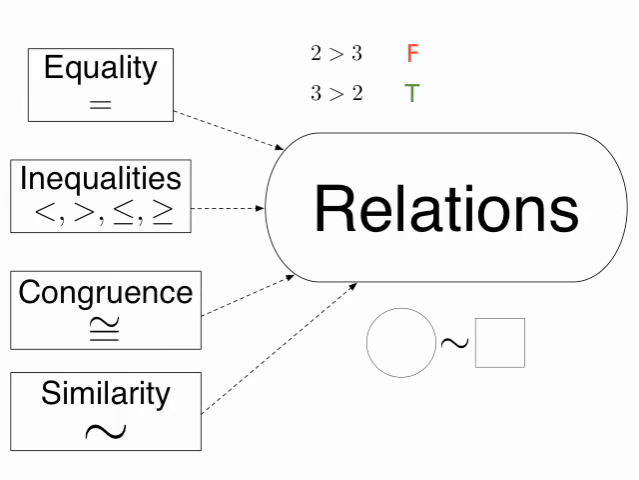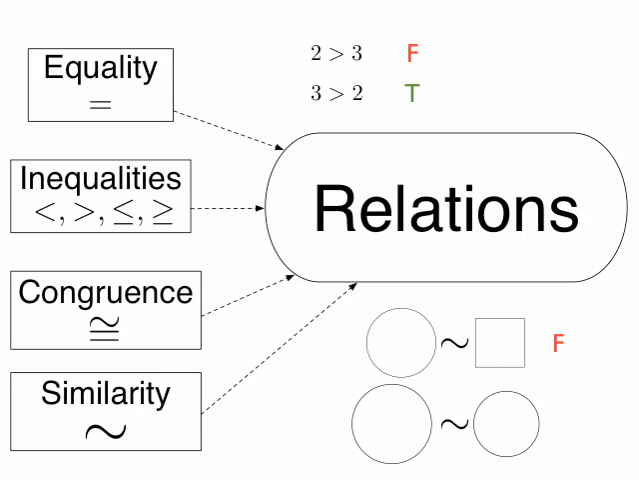It doesn't have to always be numbers. For instance, congruence and similarity are also relations because we can compare any two geometric shapes and answer the question: are they congruent? Are they similar? So, for this one on the slide here, is this circle similar to the square? Well, by the very definition of similarity, the answer is no. And so this is a false statement.